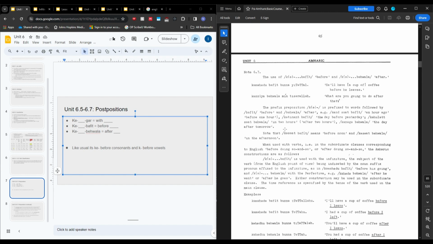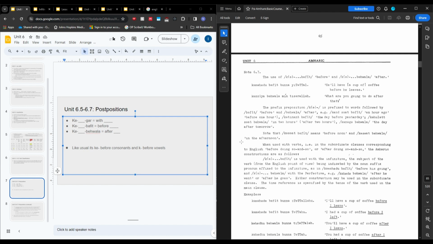There are even more specific phrases like ke sa'at befit. Sa'at means time, but in this pattern or phrasing, it means before noon. And then ke sa'at bohala means in the afternoon. So this is just a very common phrase. I personally hate time situations in Amharic, but they're actually pretty important to know.